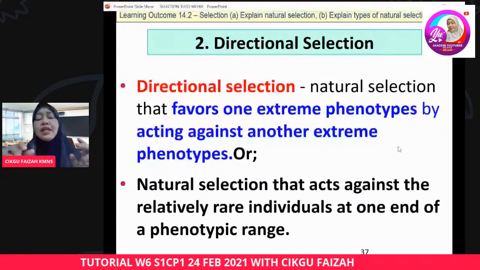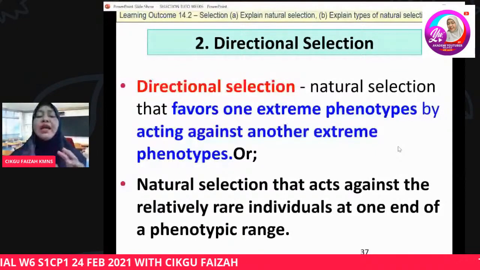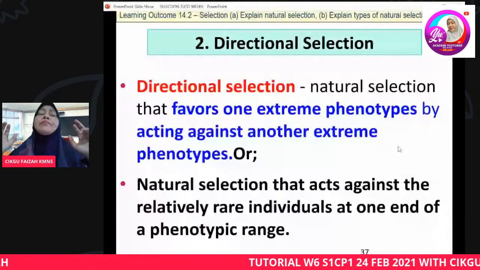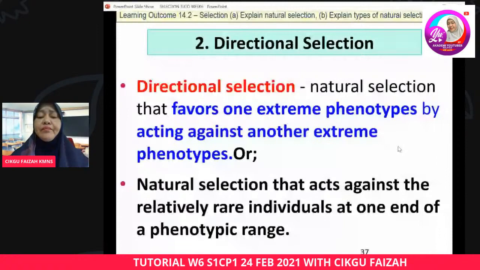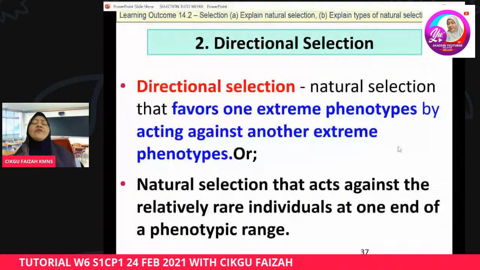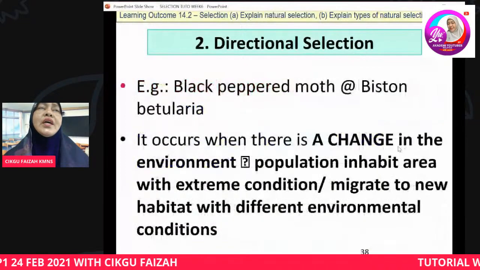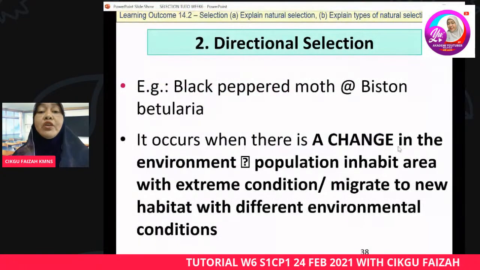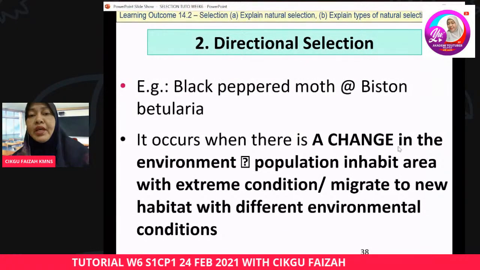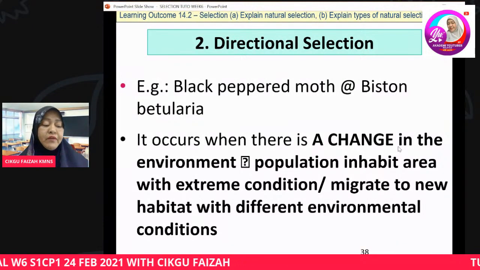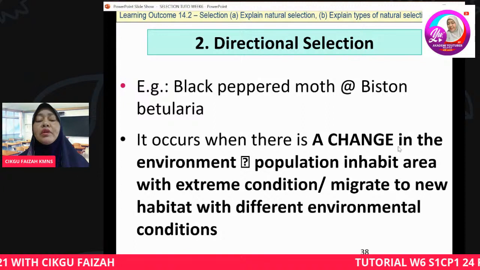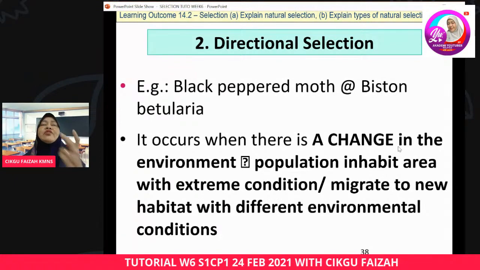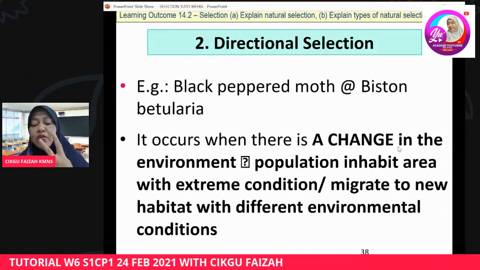And for this selection, naturally, the natural selection or the pressure will go against one extreme phenotype. So for example, I think you are familiar with this if you still remember when you learned about dynamic ecosystem during your Form 4 syllabus. You have come across the black peppered moth, whose scientific name is Biston betularia. Biston betularia has only 2 forms, white or black.